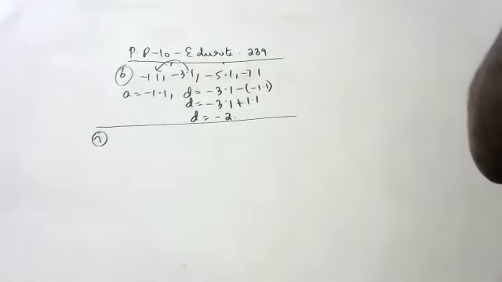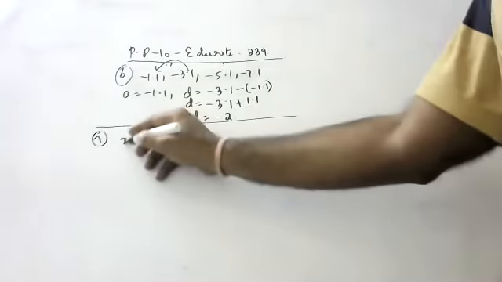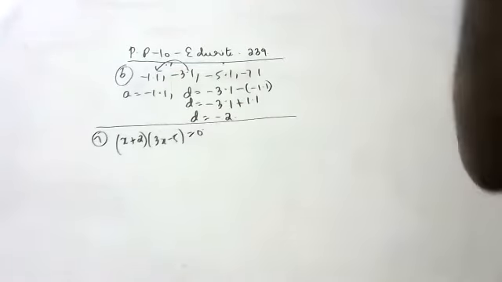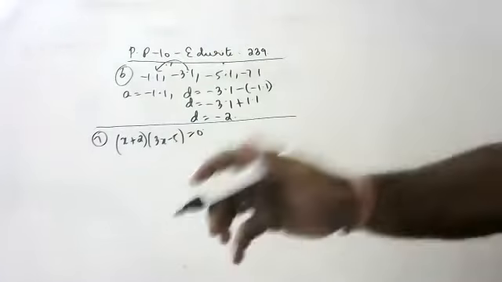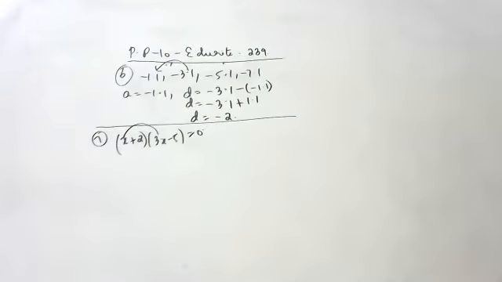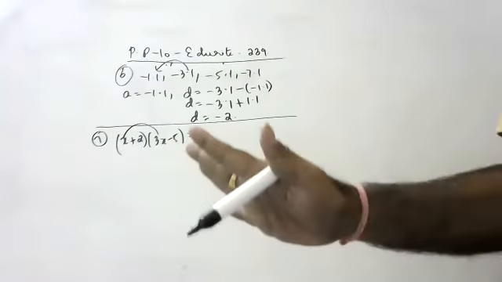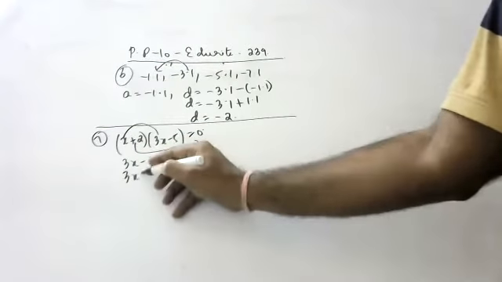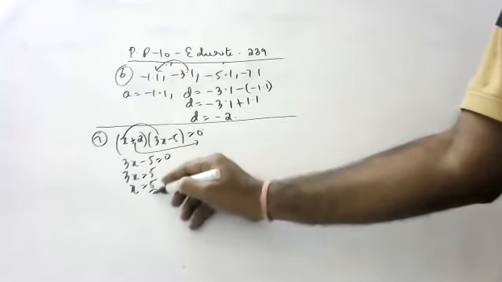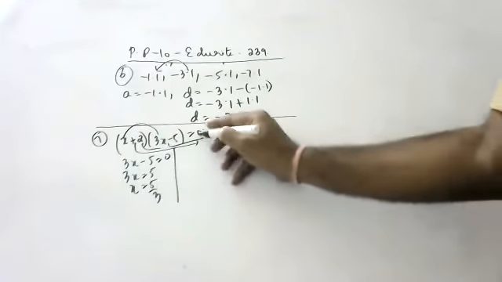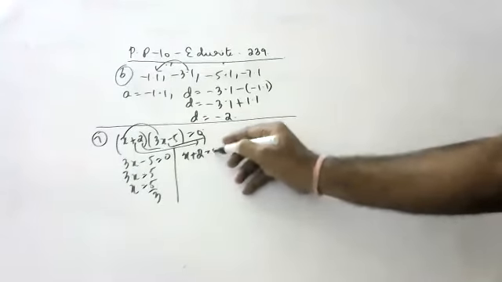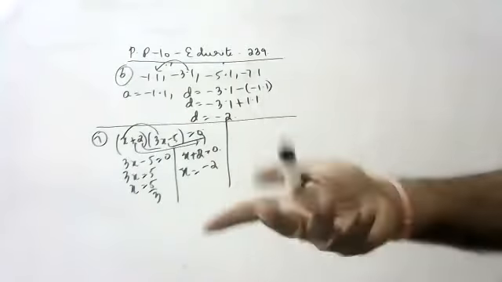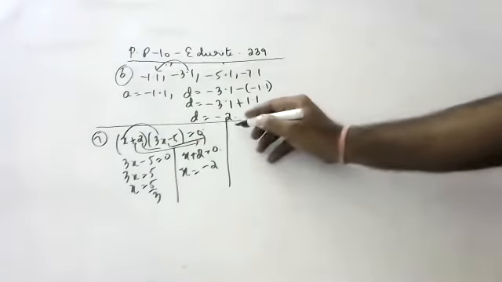Okay, children, seventh question. Solve x plus 2 into 3x minus 5 is equal to 0. Solve means you have to find out x, children. If 3x minus 5 is 0, 3x is equal to 5, x is 5 by 3. Suppose if x plus 2 is equal to 0, x is equal to minus 2. That's all. Already they have factorized it, you need not further factorize it, children.